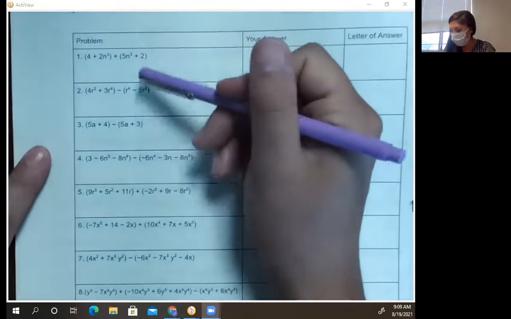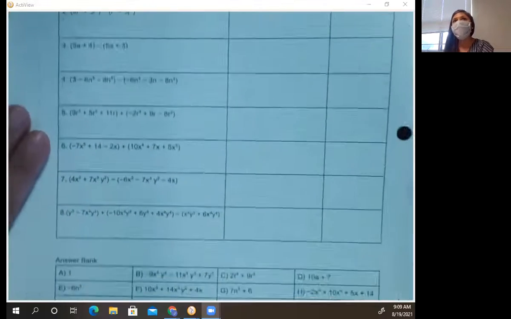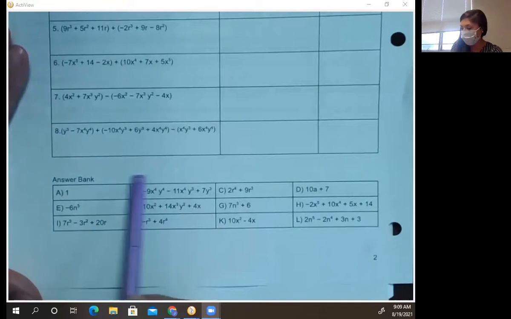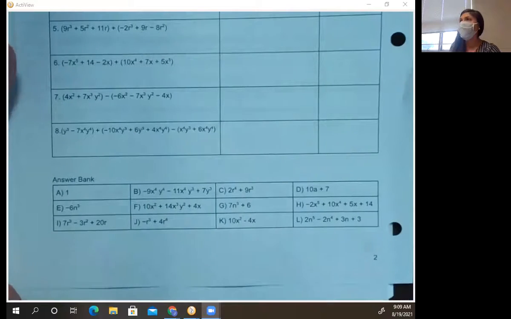So we've got our problems in this table up at the top, and then we can check our work with this answer bank down at the bottom. As long as I find my answer down at the bottom, I know I've done my work correctly.